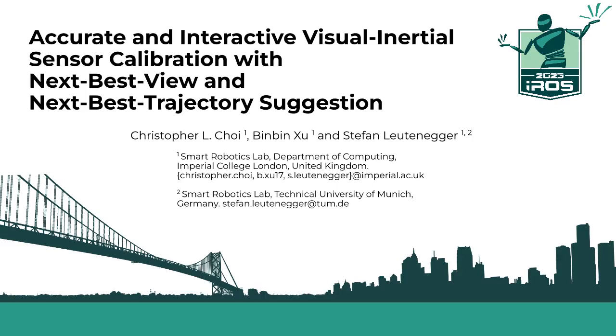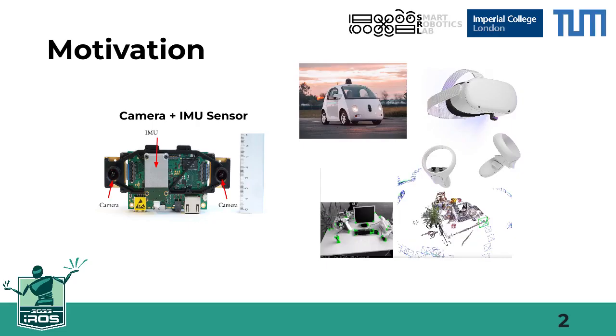Hello and welcome to our presentation on accurate and interactive visual-inertial sensor calibration with next best view and next best trajectory suggestion. Today, visual-inertial sensors are popular in robotics, self-driving vehicles, augmented and virtual reality applications.